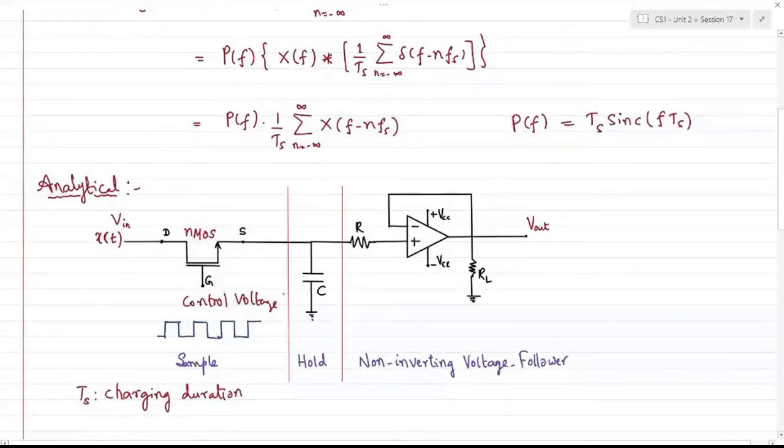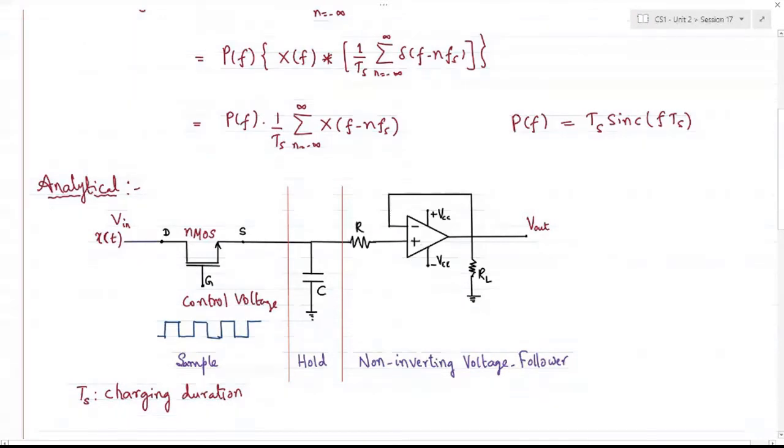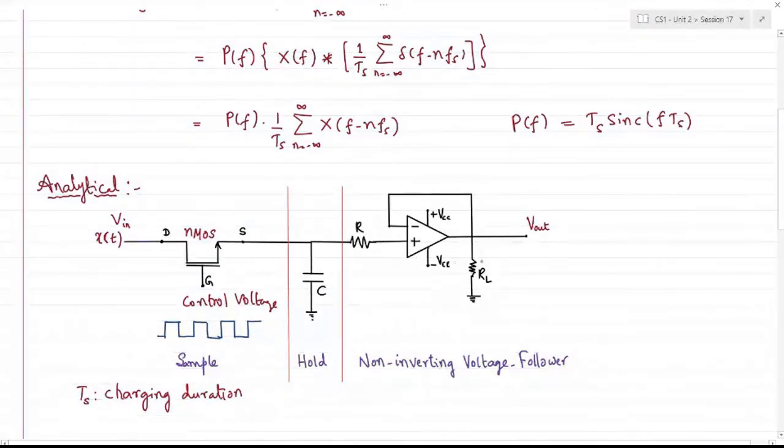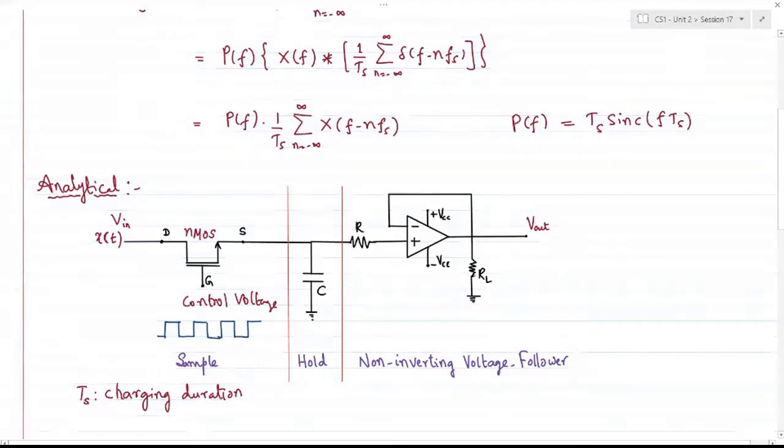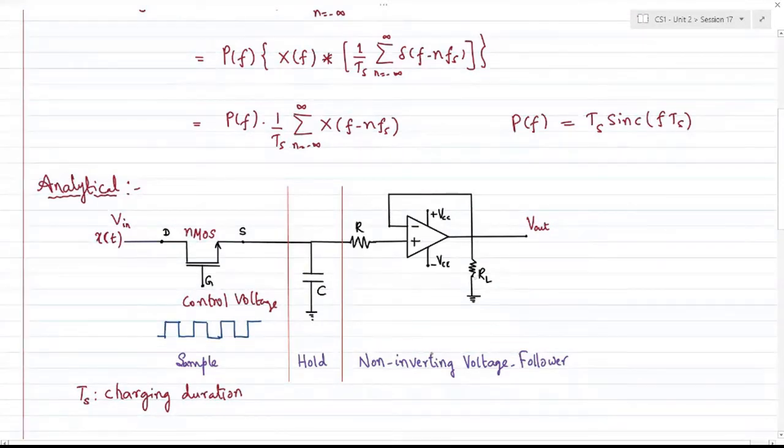As we can see in this circuit, the signal at the source of the MOSFET is fed to the non-inverting terminal of the op amp through a resistor R, and also the output of the op amp is provided at the inverting terminal. The inverting terminal of the op amp is connected to the output across a load resistor. So it basically acts as a non-inverting voltage follower. It's just a buffer.